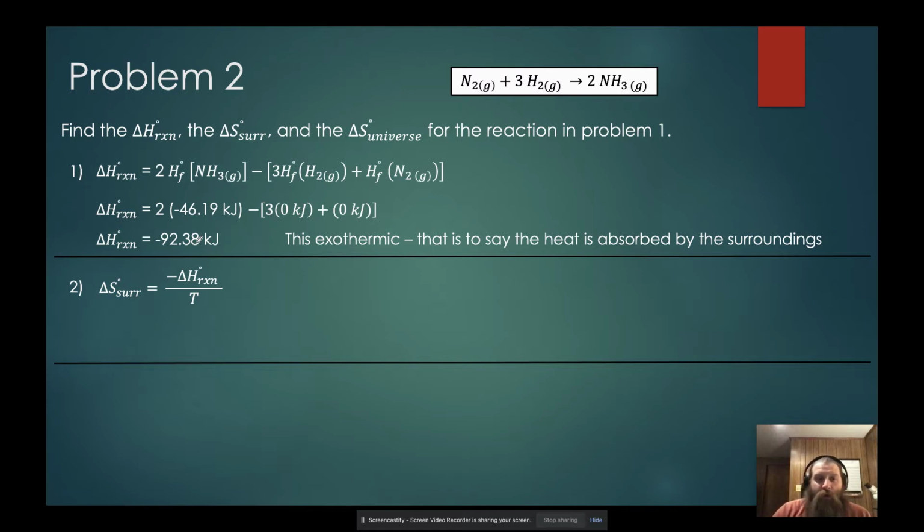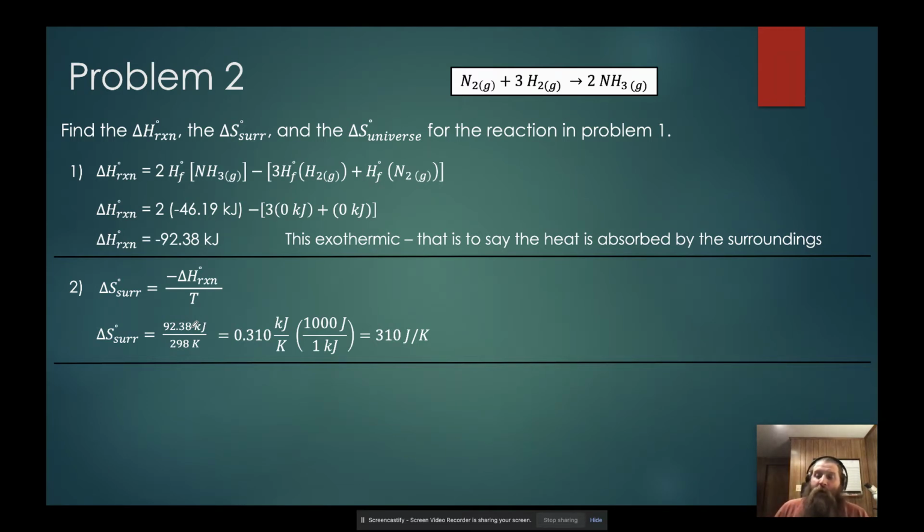Now, for delta S of the surroundings, I'm going to use the equation that I talked about in the other video, where instead of Q reverse, we're just going to use negative delta H of the reaction in place of Q sub reverse over temperature in Kelvin. All right, and that's going to give me 92.38 positive, right? Because here it's negative. So I have a negative times a negative. So that's going to give me a positive divided by 298 Kelvin. And that's going to give me 0.31 kilojoules over Kelvin.